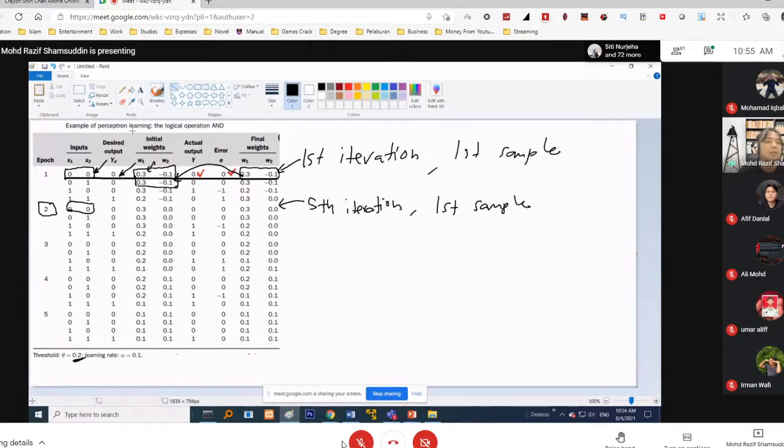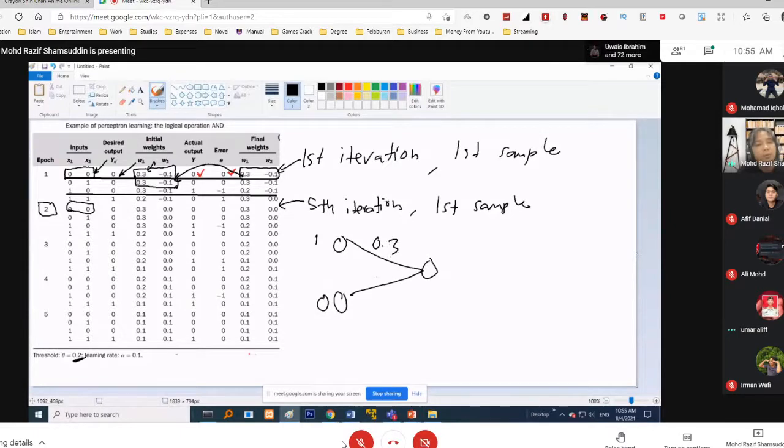Yang ada error adalah iteration yang ketiga. The third iteration. So the third iteration, the input is 1, 0, kan? Saya lukis balik semula. Lepas tu dia punya weight 0.3, negative 0.1. Threshold dia masih lagi 0.2, tak berubah.